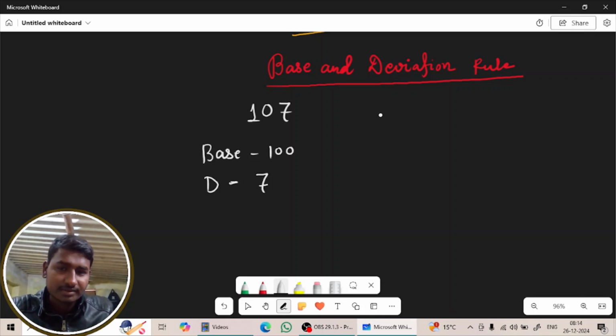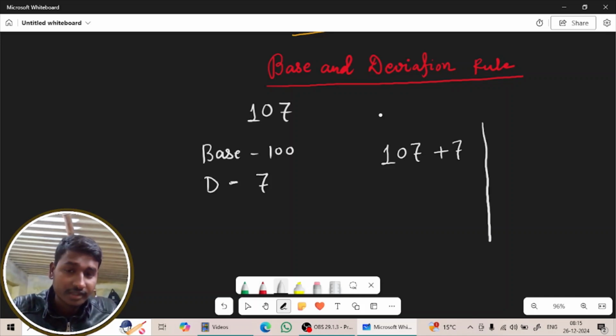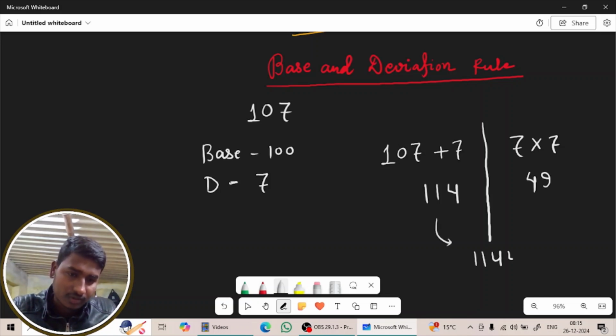Now what is the next step? The base number is 100, the deviation is 7. So you need to write the number 107 on this side. Sorry, the deviation is 7, so you need to add this 7 to 107. And then on this side, you need to multiply 7 with 7. So 7 times 7 is 49. And this side, you got 114. Now club them together and write 114, and on this side 49.